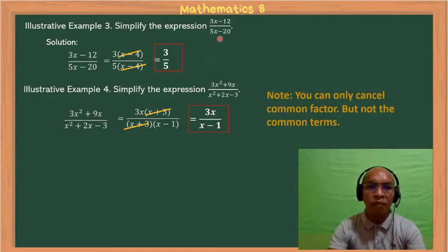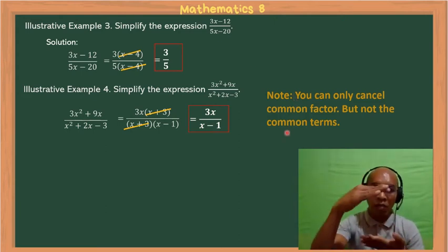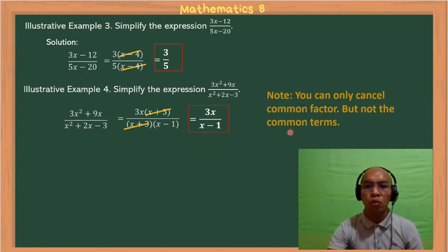Same is true in example number 3. We cannot cancel out x because the x's here are common terms. They are not common factors. Again, we only cancel common factors because if you divide them, their quotient is equal to 1.